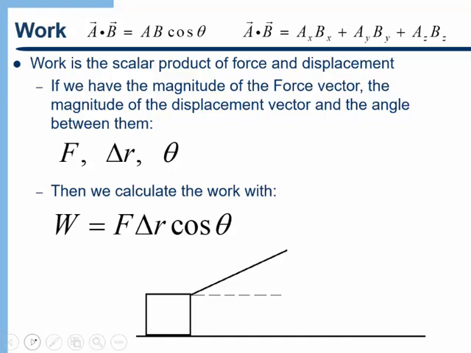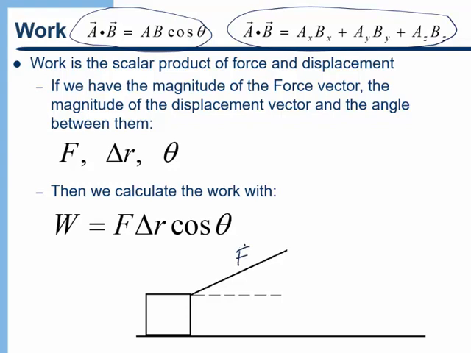Okay, so how does this relate to work? Well, what we now can understand is that work is actually the scalar product of the force and the displacement. Well, remember, we've got two ways to calculate the scalar or dot product. And so the way that we do it just depends on what information we have. So if we have the magnitude of the force being applied, and we have the magnitude of the displacement, and we have the angle between them, then we use F delta R cosine theta as we've already introduced.